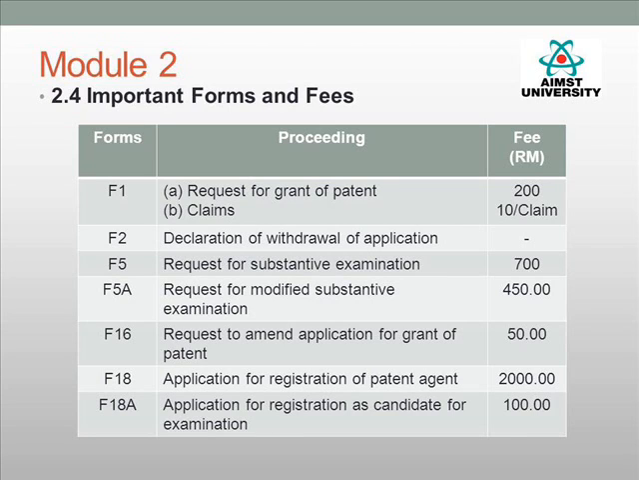Form F5 is for request for substantive examination with a payment of 700 ringgit. Form F5A is used for request for modified substantive examination with a payment of 450 ringgit. Form F16 is required for request to amend application for grant of patent with a payment of 50 ringgit. Form F18 is used for application for registration of patent agent with the payment of 2,000 ringgit. Form 18A is required for application for registration as candidate for examination with a payment of 100 Malaysian ringgit.